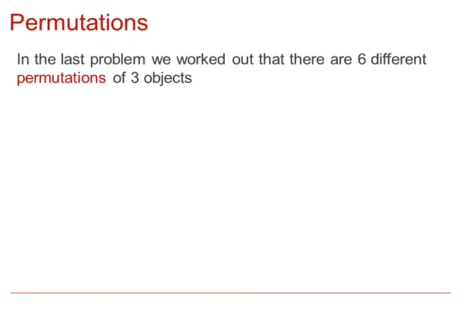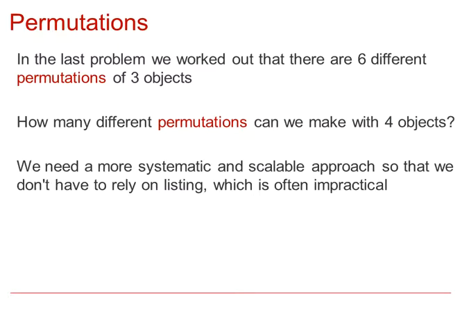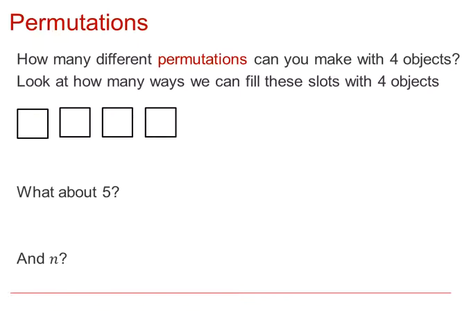So, having worked out there are 6 different permutations of 3 objects, how many different permutations can we make with 4 objects? We need a systematic and scalable approach so that we don't have to rely on listing, which is often impractical. If, as we did before, we looked at the many ways we could fill the slots with 4 objects, then we could argue that there are 4 choices from the 4 objects for the first slot. One of those now being taken, there are only 3 choices for the next, 2 for the third slot, and only 1 choice left for the fourth slot.